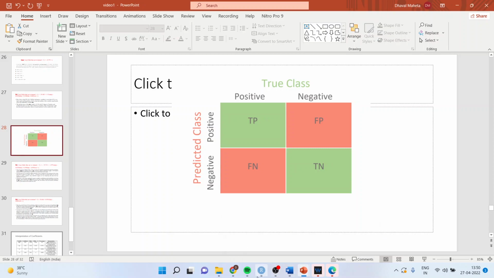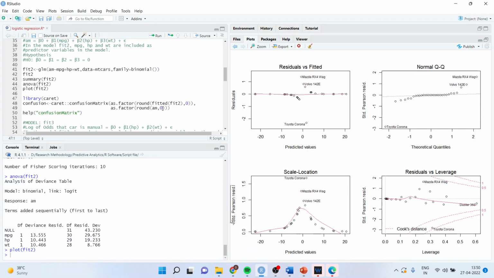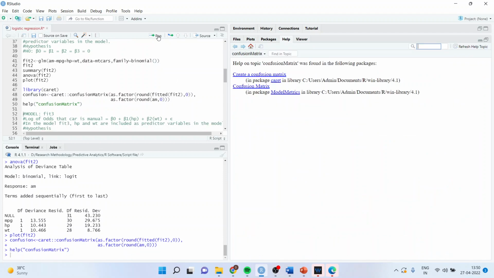Now this also we can generate here. For this we'll be using the library caret. The command is caret::confusionMatrix(as.factor(round(fit2 model)), as.factor(round(am)), 0). Here 0 is the reference category, automatic. This will give me the confusion matrix. I'll have to run the confusion matrix.